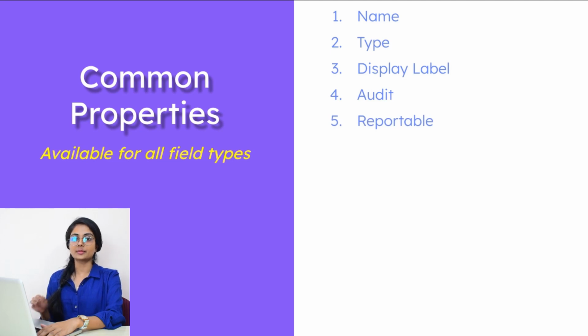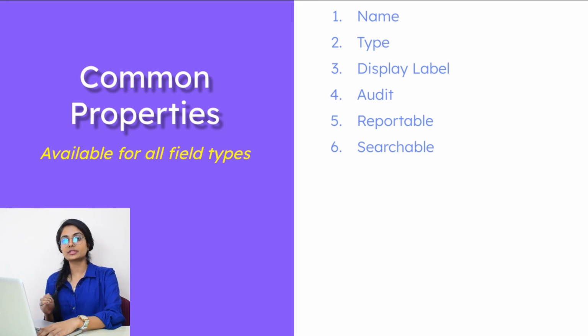Next is reportable. When you enable the reportable property for any field, you will get all those fields for analysis at the report level. So, reportable is also one of those properties which is common for all the field types. Irrespective of the field type, you can use all types of fields at the report level. That is why it is available for all field types. Same is for the searchable property. You can search for any data in CRM for any type of field, be it in advanced search, basic search, or report search. So you can enable the searchable property for any type of field.